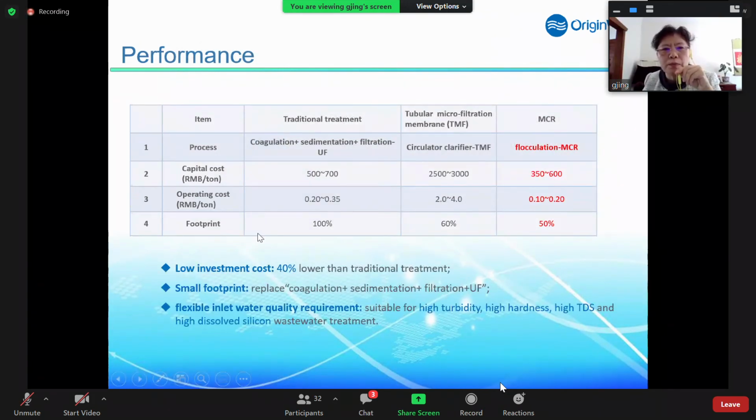And here's the table where we compare with other technology. The performance shows low investment cost, small footprint, and the inlet water requirement is pretty flexible. So we can adjust the membrane unit, and it's easy to adjust to meet different inlet water quality.